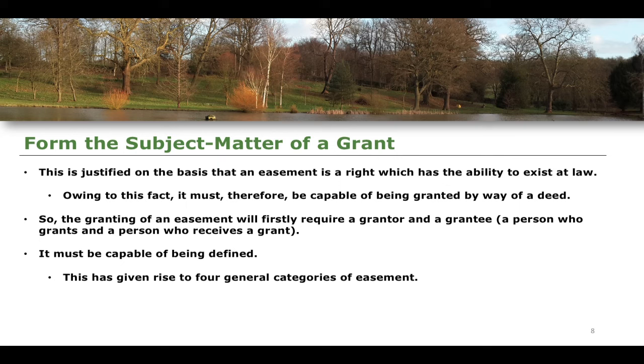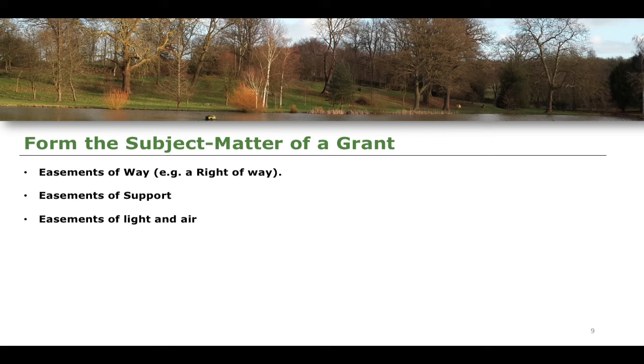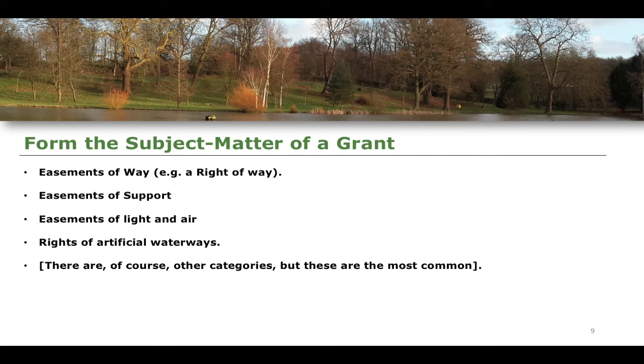This has actually given rise to there being multiple different categories of easements. And these categories are as follows. We have easements of way, so for example a right of way, which is what I've been talking about in this lesson as an example. You have what are known as easements of support, easements of light and air, and easements that relate to the rights of artificial waterways. There are, of course, other categories, but these are the most common.